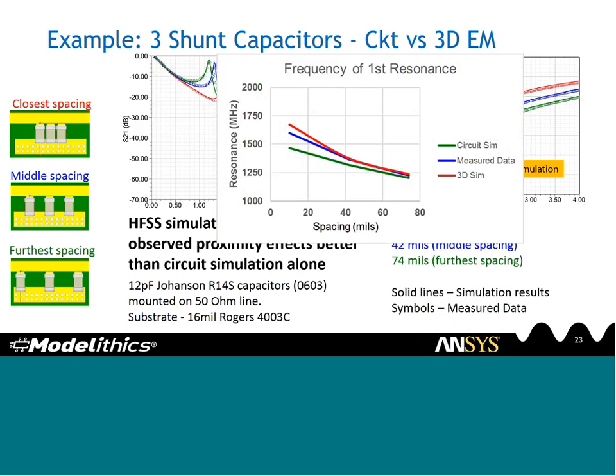We also plotted the frequency of the first resonance versus component spacing for this case. And for the closest spacings, the circuit simulation is not able to predict the shift in the resonance as accurately as the 3D simulation. From previous work that we've done in this area, we know that much of the coupling between closely spaced capacitors can be attributed to pad-to-pad coupling. So for the capacitors, the circuit simulation or planar EM simulation results are closer to measured data than in the inductor case. However, for this test case, the actual components themselves are coupling, making 3D EM simulation necessary, particularly visible in the closest spacing case.